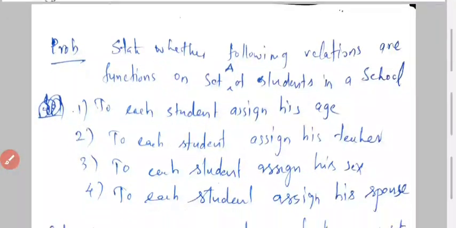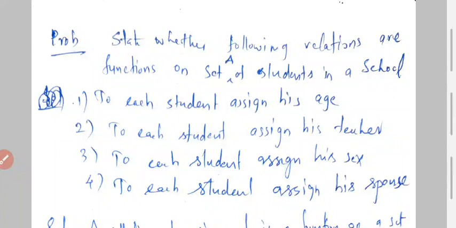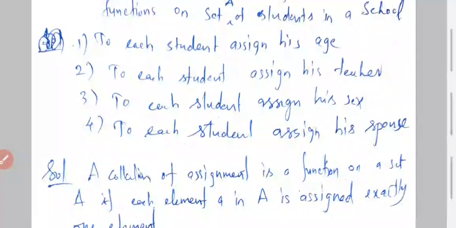Next, let us do some problems. State whether the following relations are functions on a set of students in a school. To each student assign his age. So we have a set of students in a school, and to each student we assign his age. What can you say, is it a function or not?